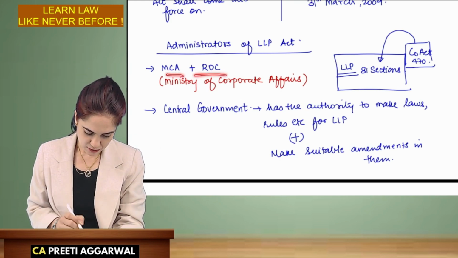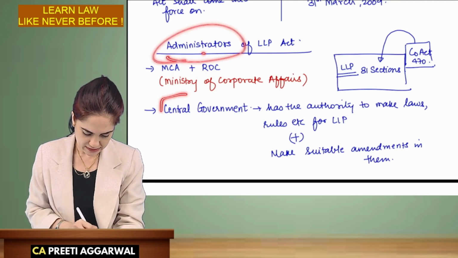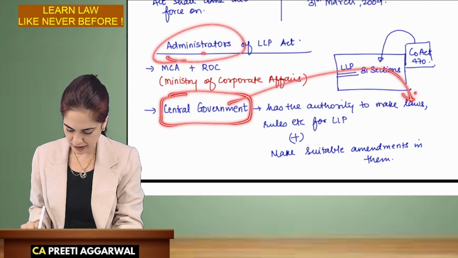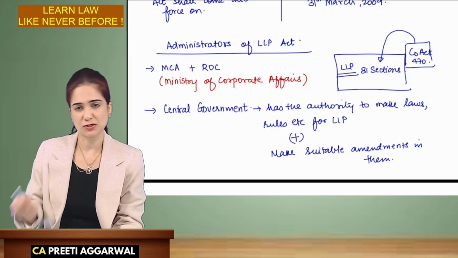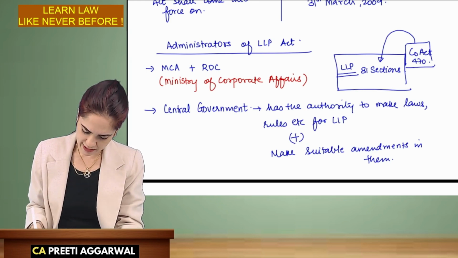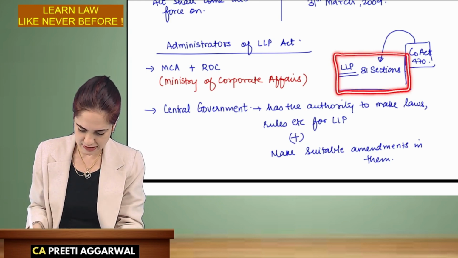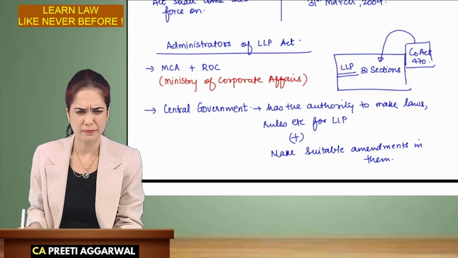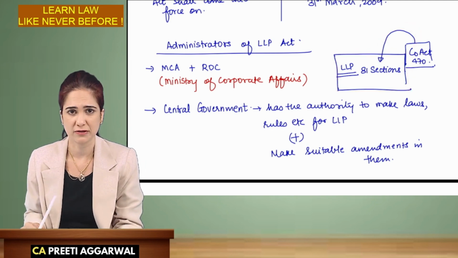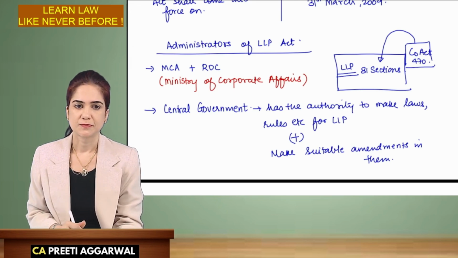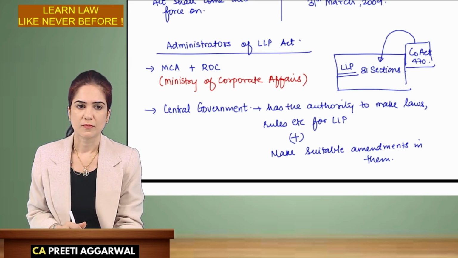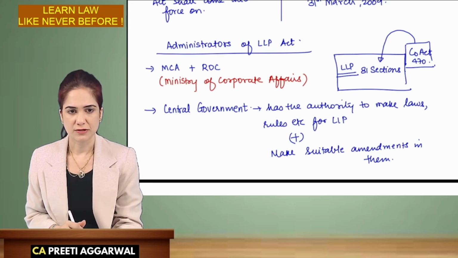MCA and ROC administer, all right. Then the central government has the authority to make laws and rules for the LLP and also make amendments. So you can write this. Here I have mentioned that LLP has 81 sections, but the Companies Act also applies, because whenever you get stuck, you can refer to the Companies Act.